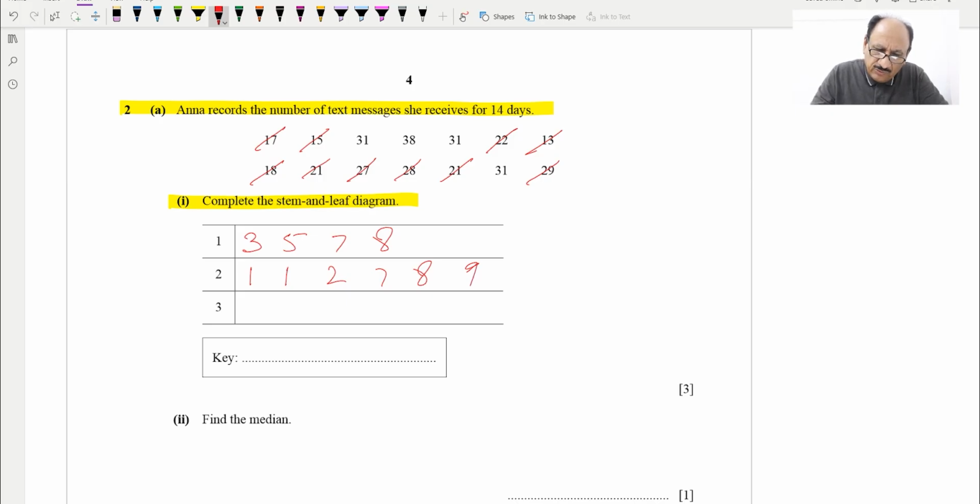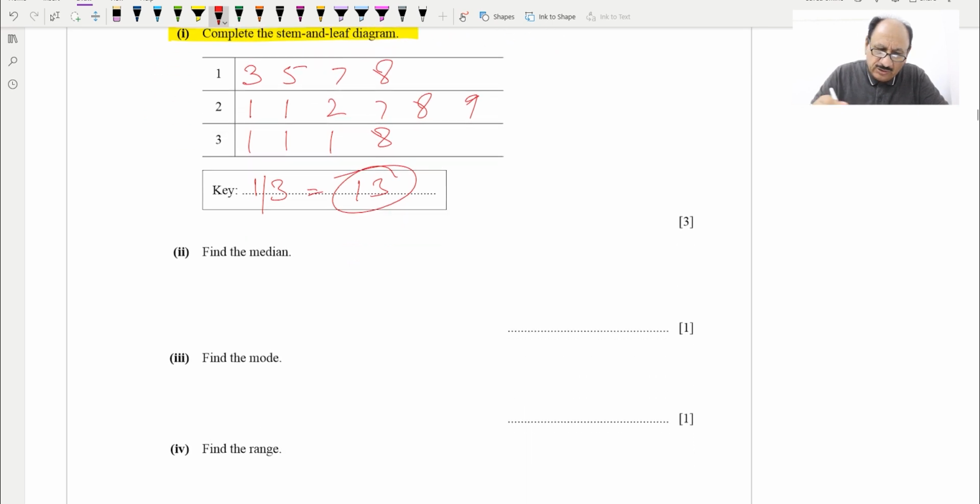Then comes 31, which appears 3 times, so 1, 1, 1 here. Then comes 38, which is 8 over here. So we are done with all the data provided. The key is: 1 | 3 means 13. So that is the 3 marks part which we have done.